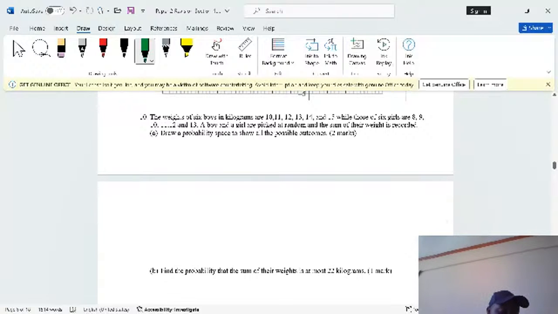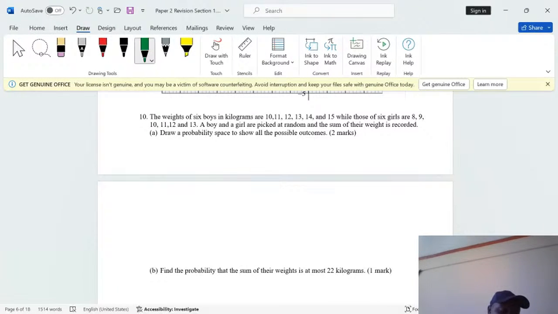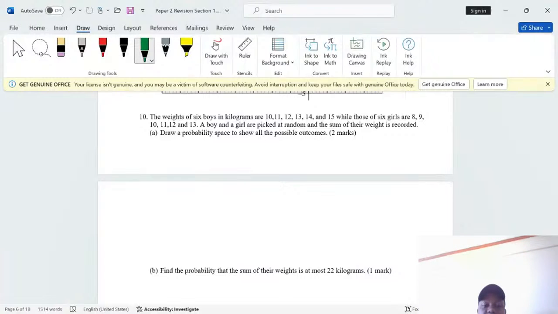Yeah, let us continue concluding the lesson now at number 10, whereby the weights in kilograms of 6 boys are 10, 11, 12, 13, 14, and 15, while those of 6 girls are 8, 9, 10, 11, 12, and 13. A boy and a girl are chosen and their weights are recorded. Draw a space to show all the possible outcomes. A probability space is going to be drawn now for this. And now this is how we're going to come up with the probability space.